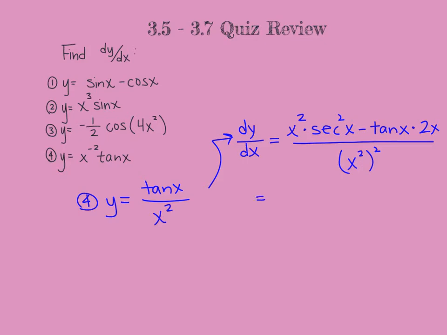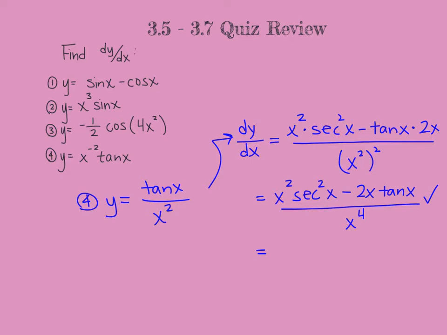Simplifying the numerator a bit, we'll have x squared secant squared x minus 2x tan of x all over x to the fourth. So this is a perfectly acceptable answer. Again, things might be factored out a little bit and simplified.